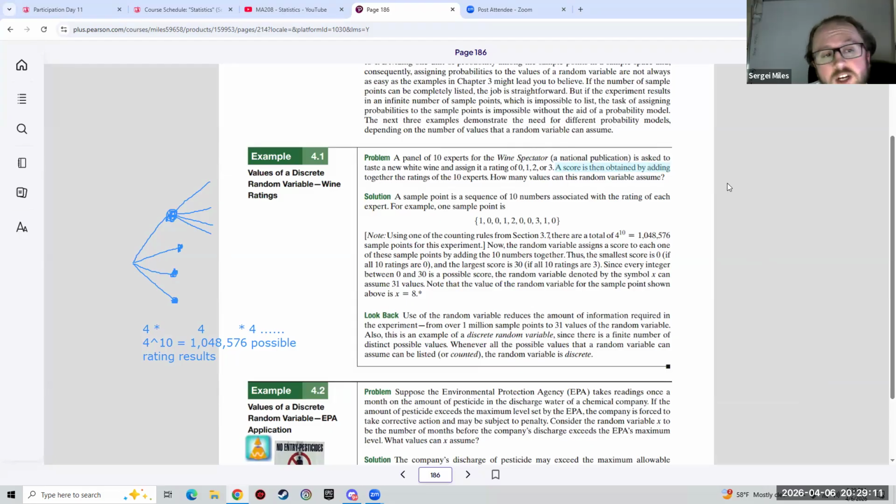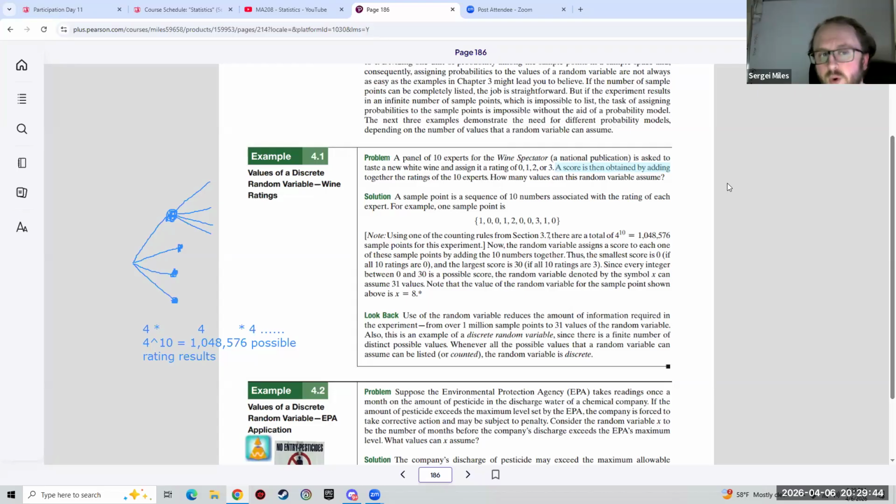Well, if all 10 judges give a 0, then the wine gets a 0, right? If all 10 judges give a max score of a 3, well, 3 times 10, that's a max score of a 30, right? So the final score for a given bottle of wine in this competition can range from 0 to 30. Well, now that's much easier to think about. Now I have 31 possible results instead of a million different results.